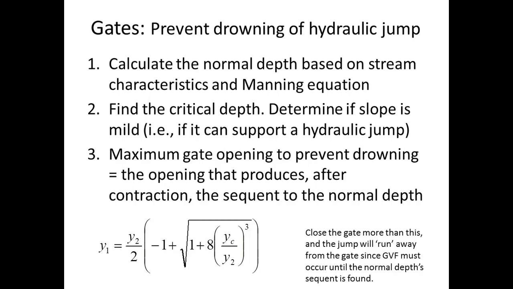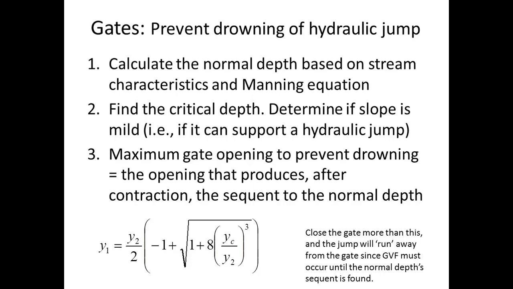And just again, if the gate is closed more than that, the velocity will be faster, and so that will cause the hydraulic jump to run away. If the gate is closed smaller, that's going to cause more pooling upstream, and so the velocity will increase. But if it's open more than that, then the jump will be drowned.